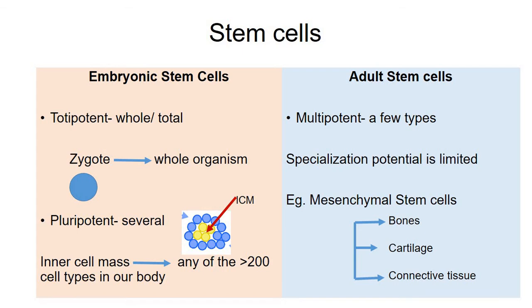That means they can give rise to multiple different types, but not like pluripotent cells that give rise to all kinds of different cell types. Their specialization potential is limited. That's why these are called multipotent. A good example is the mesenchymal stem cell that gives rise to bones, cartilage, and connective tissue. So these are the differences between embryonic and adult stem cells, and the different terms: totipotent, pluripotent, and multipotent.